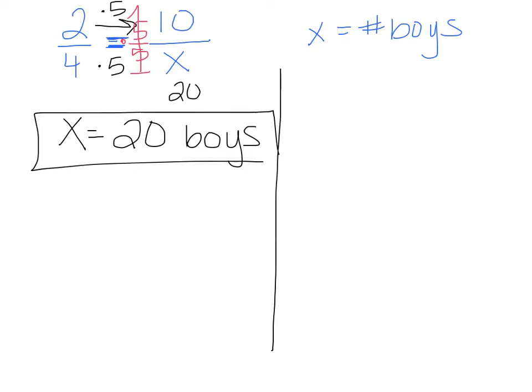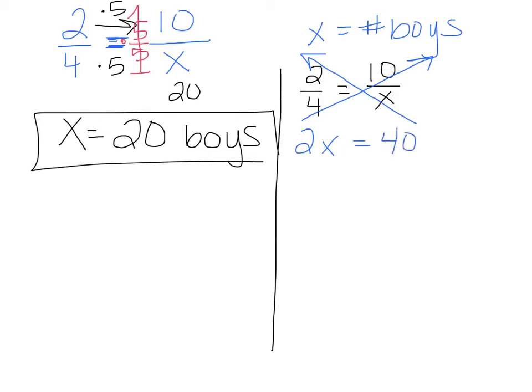So let's take this problem again. 2/4 is equal to 10 over x, and let's use our algebra steps. Now, algebra says that when we are using proportions, we can cross multiply. We can use cross products. And so I always multiply up and at an angle. So x times 2 gives me 2x. And then I have my equal sign, and 4 times 10 gives me 40.